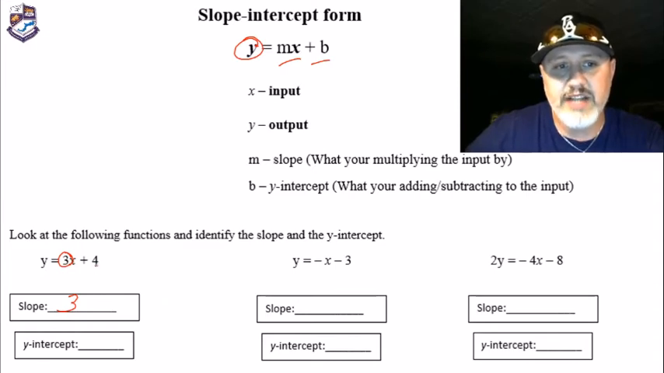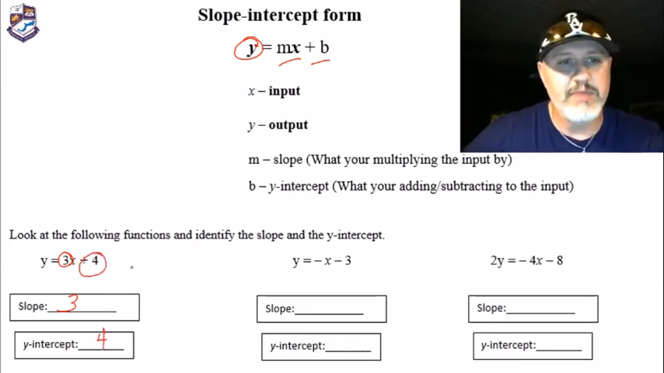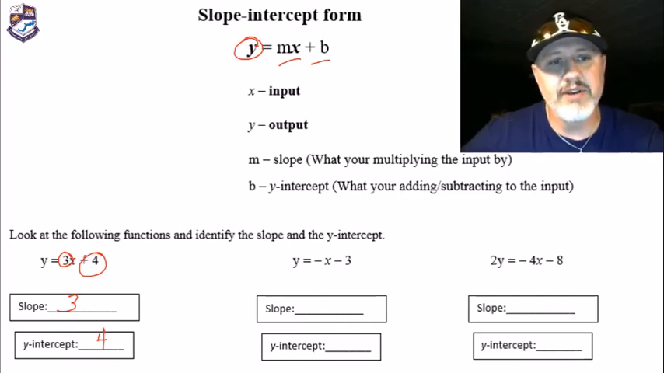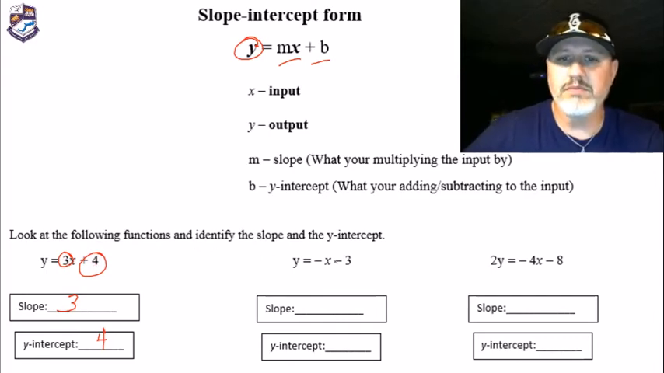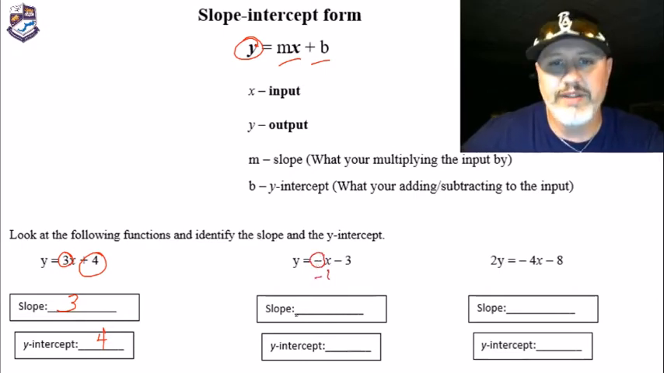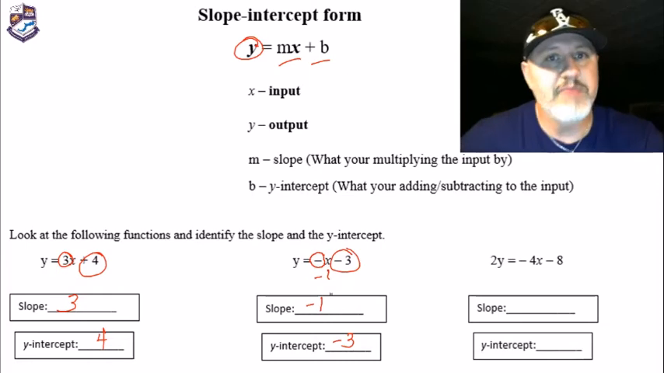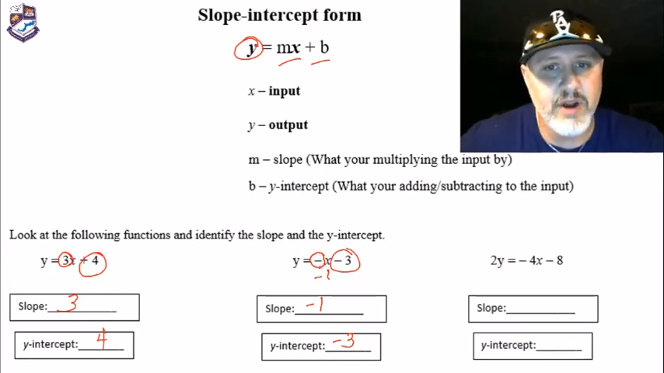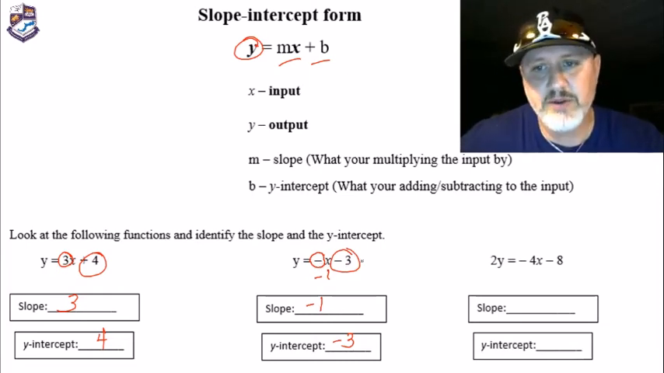And the y-intercept is the constant. So there you go. So the pattern here is multiplying by 3, adding 4. Let's check out here. What's the slope here? Be careful. If it's a negative x, there's an imaginary -1 there. So my slope is -1, and my y-intercept is my constant, -3. So the pattern is multiplying by -1, subtracting 3.